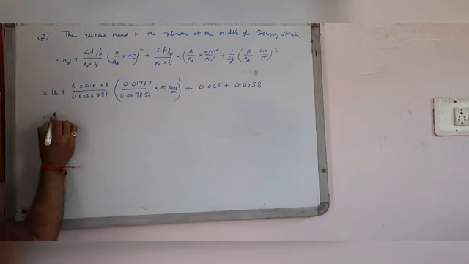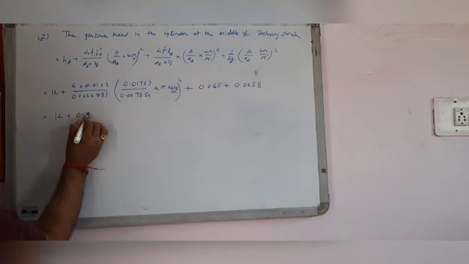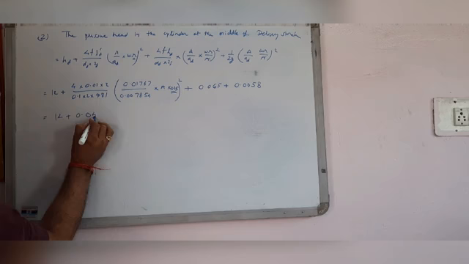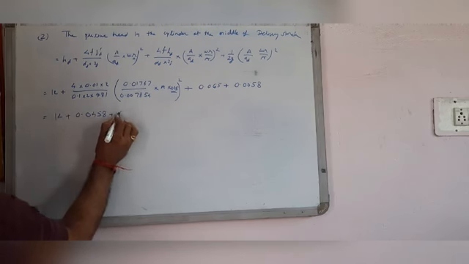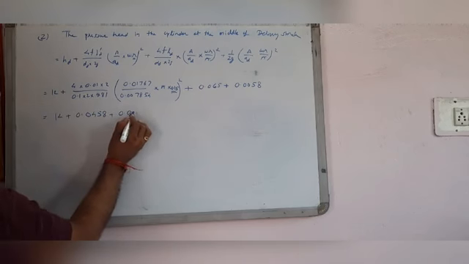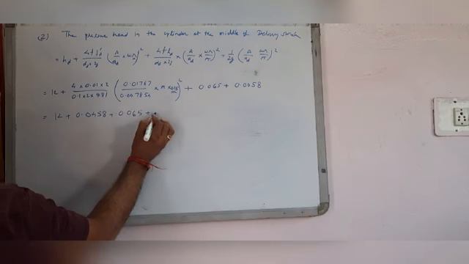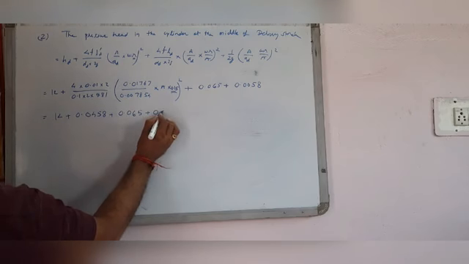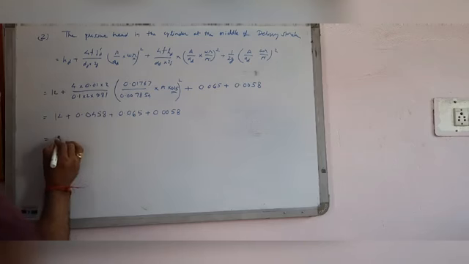So this comes 12 plus 0.0458 plus 0.065 plus 0.0058. So this comes 12.116 meter.